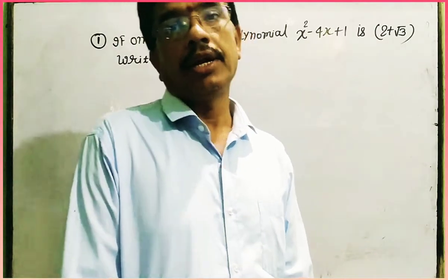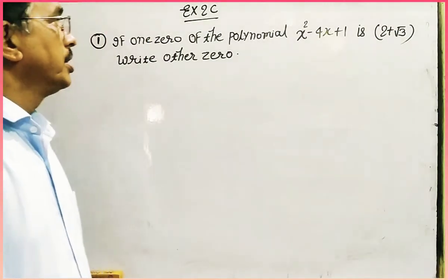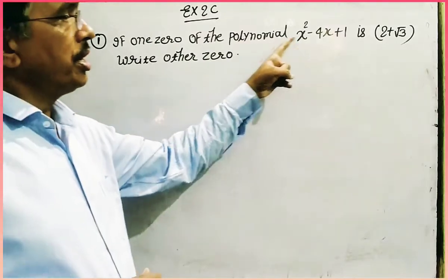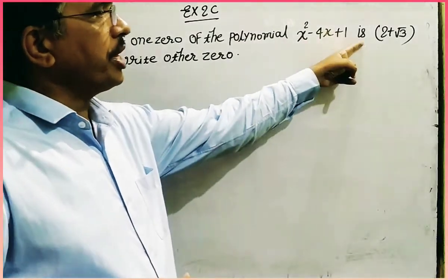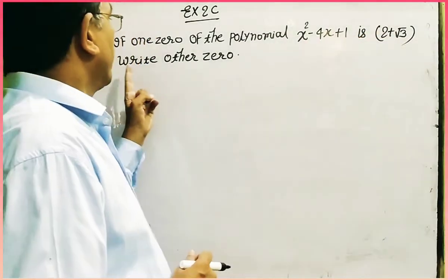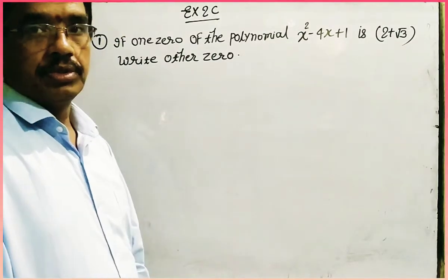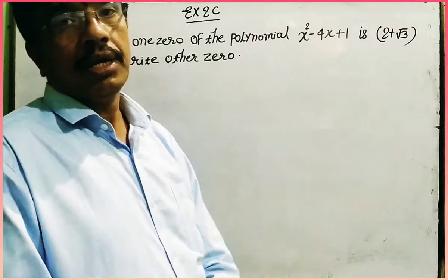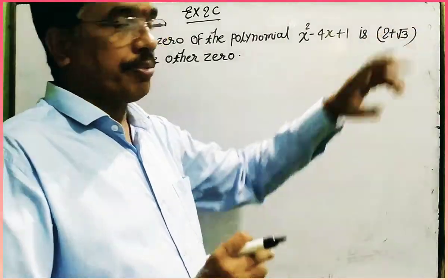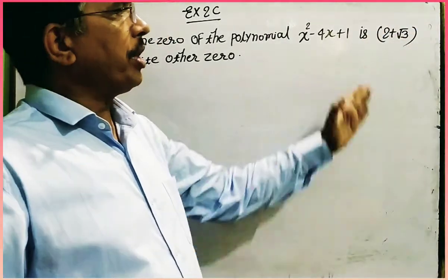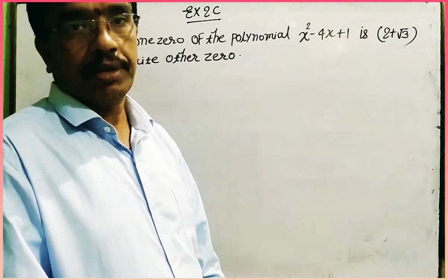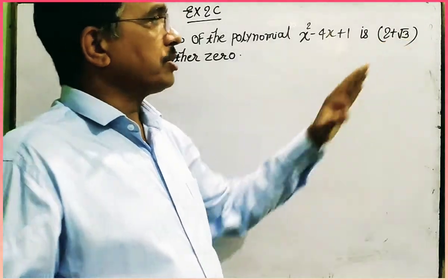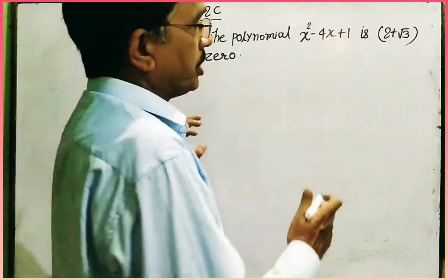Now see here. Your first question is: if one zero of the polynomial x square minus 4x plus 1 is 2 plus root 3, then write the other zero. Generally, you can write that if one zero is 2 plus root 3, it is in conjugate form, so the other zero is 2 minus root 3.